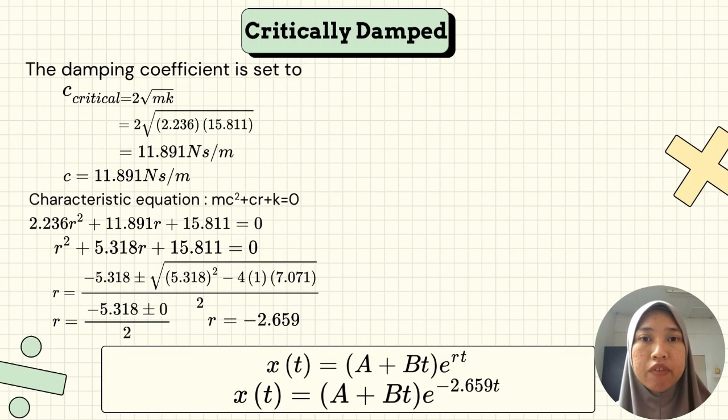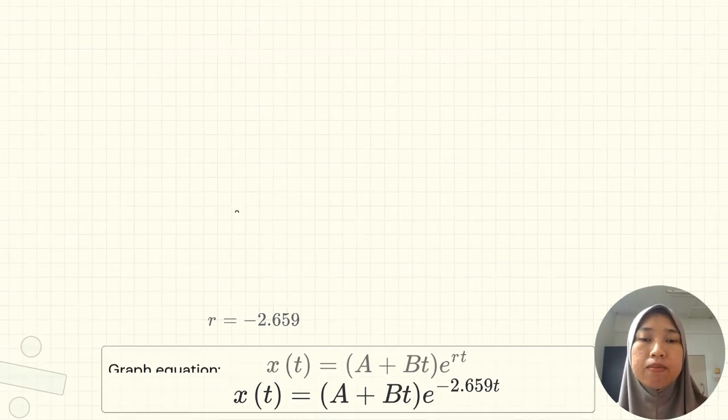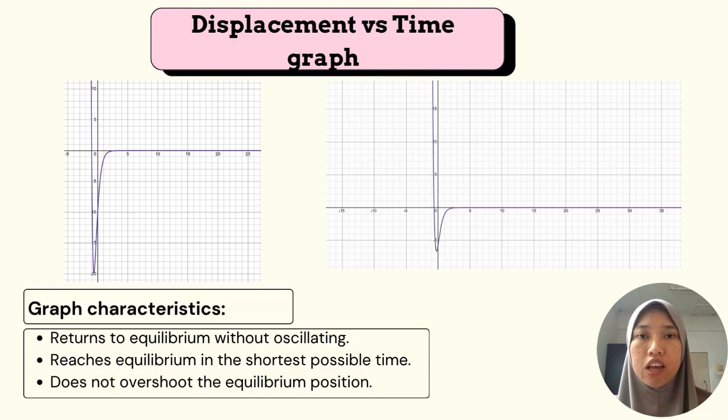At a critical damping value of 11.891, we get a repeated real root. This allows the system to return to equilibrium in the fastest time possible. This graph illustrates critical damping. Notice how the system returns to its equilibrium position in the shortest possible time without oscillating.